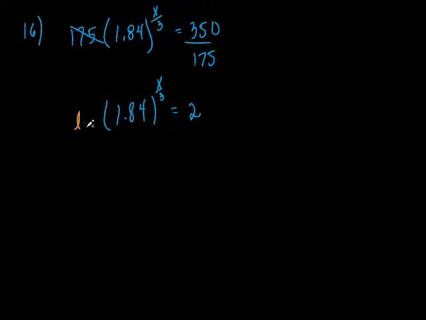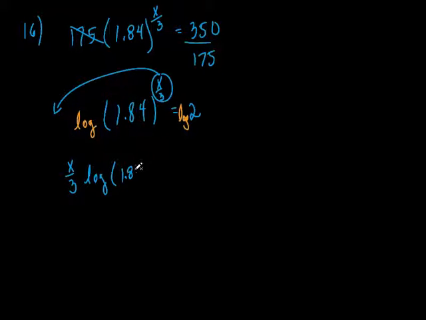So I'm going to take the log of this side and the log of this side. Now we have a rule. Since I have a logarithm here, I can take this exponent and chuck it out front. So x over 3 log of 1.84 equals just the log of 2. Now remember, this log of 1.84 is just a regular number. We can deal with it just like anything else.